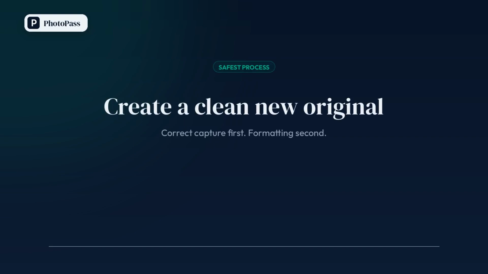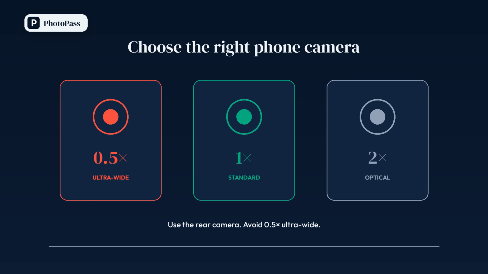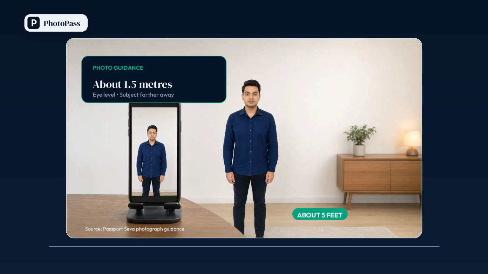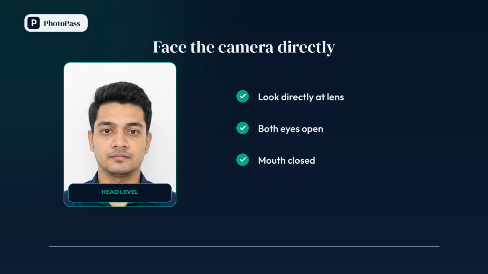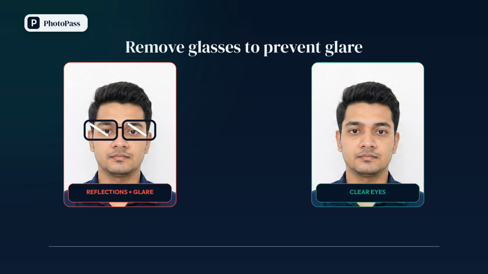Now here is the safest process for creating a new photo. Use the rear camera on your phone. Do not use the 0.5 times ultra-wide setting. Use the standard 1 times camera. If your phone has a good optical 2 times camera, that may also work, provided the image remains clear. Place the camera at eye level. Stand approximately 1.5 meters or 5 feet away. Look directly at the camera with your head level. Keep both eyes open and your mouth closed. Use a neutral, natural expression. Remove your glasses to prevent reflections and glare.